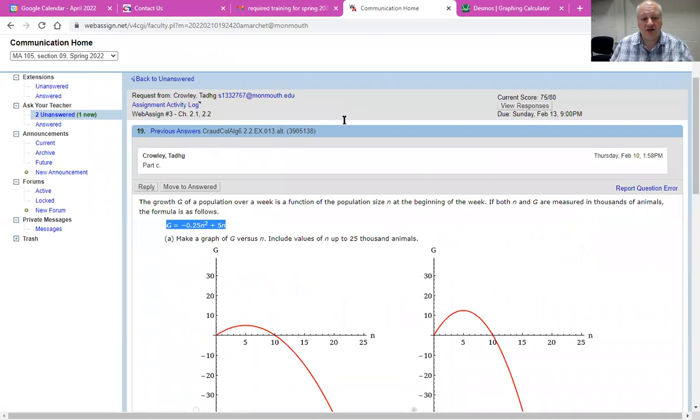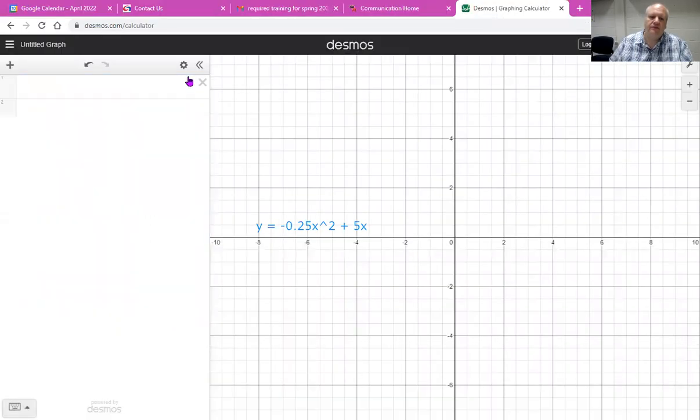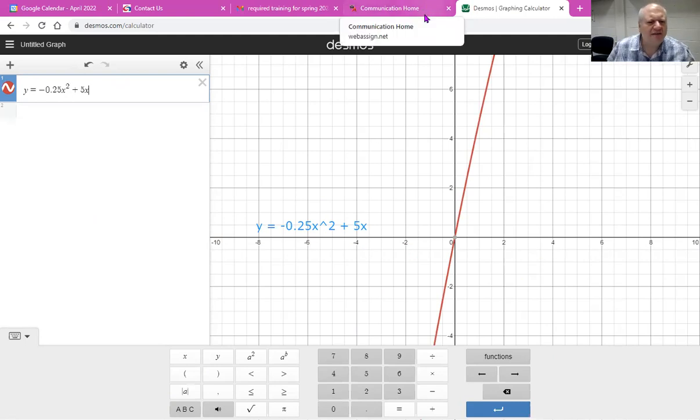Remember, I want to convert it into terms of y and x. So I'm going to say y equals negative 0.25x squared plus 5x, like that. So I'm using x instead of n. Negative 0.25 x squared plus 5x. Okay. Let me just check that. Is that right?